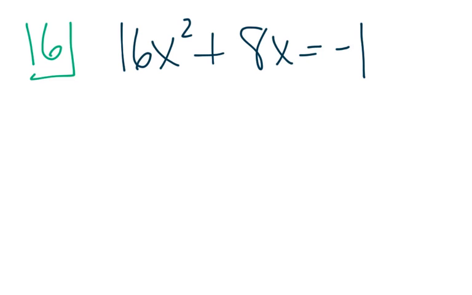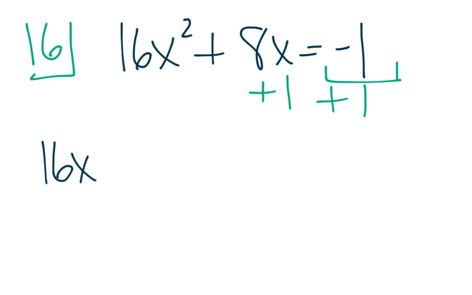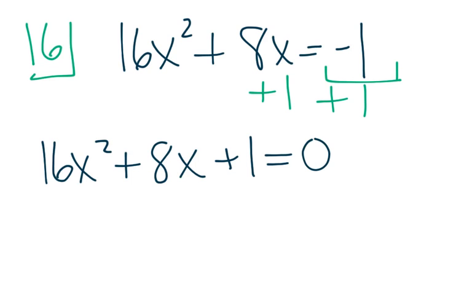Okay, number 16, we have 16x squared plus 8x equals 1. But remember that we want all of these numbers on one side of the equal sign, and we want this side to equal 0. So we are going to add 1 to both sides. So we have 16x squared plus 8x plus 1 equals 0. So 16 is a, 8 is b, and 1 is c.